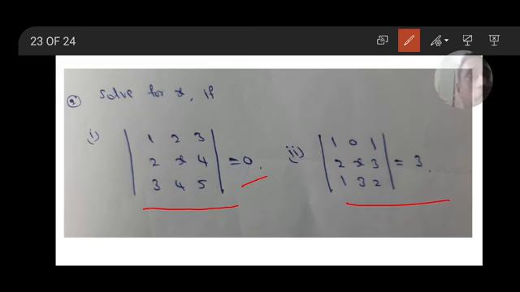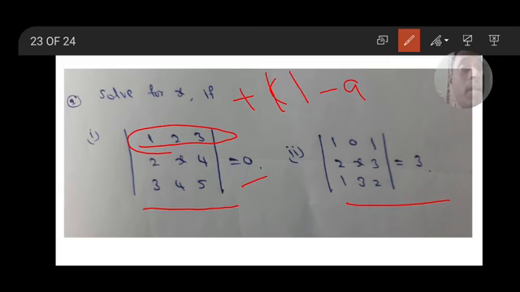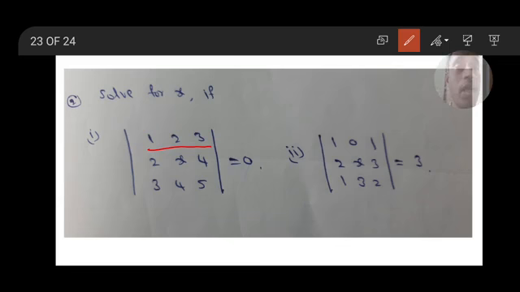Okay. In this class we discussed minor and cofactor of elements and the determinant of a matrix. Mainly we have to remember, if you take the first row, the determinant is first element into its minor minus second element into its minor and plus third element into its minor. Okay, if you take this example 1 2 3, 1 into its minor minus 2 into its minor plus 3 into its minor.